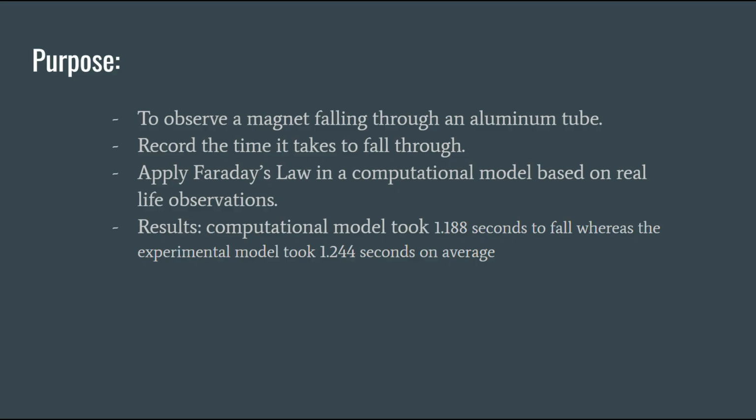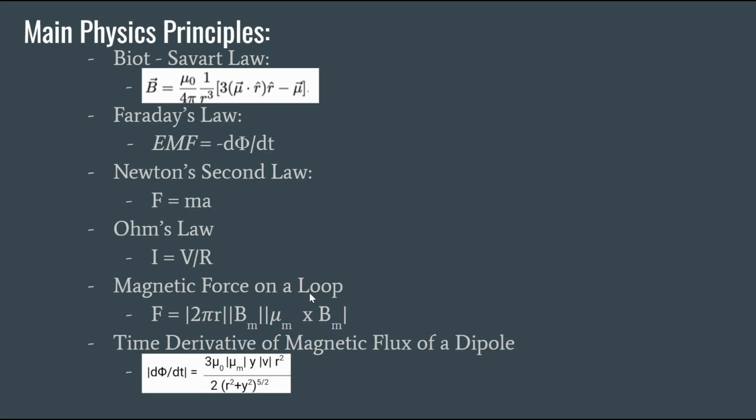the real-life observation. And then we compared them both together, so the computational model took 1.19 seconds to fall, where the experimental model took 1.24 seconds on average. So the main physics principles involved were the Biot-Savart law, Faraday's law, Newton's second law, Ohm's law, the magnetic force on the loop, and the time derivative of a magnetic flux on a dipole, as you can see all here.